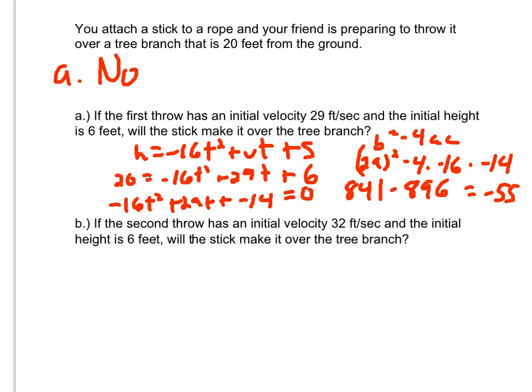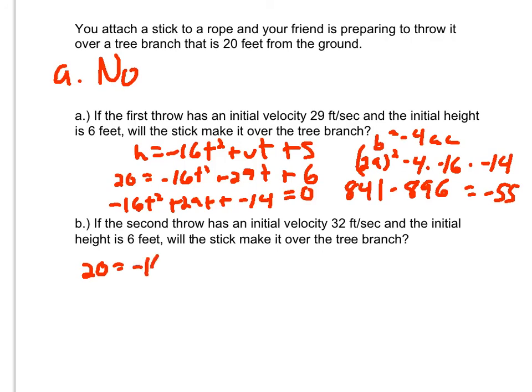Alright? Well, let's try the same thing again. We're going to use the vertical motion model for this, but we're going to change the velocity to 32 feet per second. Keeping the initial height the same. Alright, so pretty much we're assuming that the person is about 6 feet tall, is what we're saying here. That's where they're starting to throw from. And we want to know, will this velocity get over the tree branch? So again, the tree branch is 20 feet high, so I want to know, will it make it at least 20 feet? Can it end at least 20 feet?